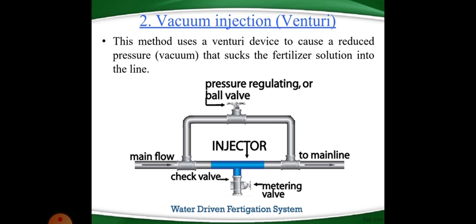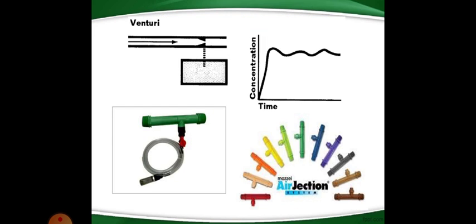Now comes vacuum injection, that is venturi. This method uses a venturi device to cause a reduced pressure, that is vacuum, that sucks the fertilizer solution into the line. Water driven fertigation system as shown in the figure. These all are the venturi.